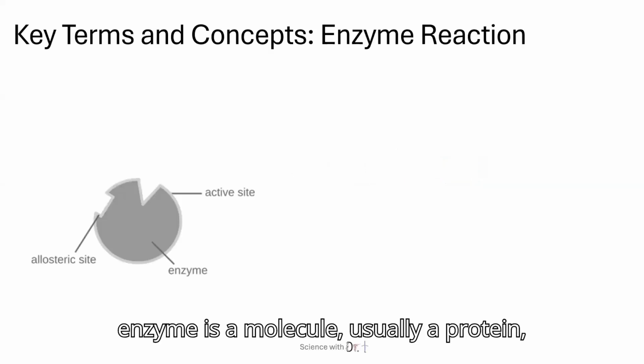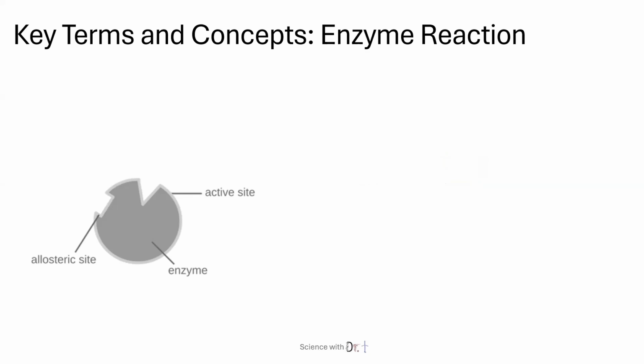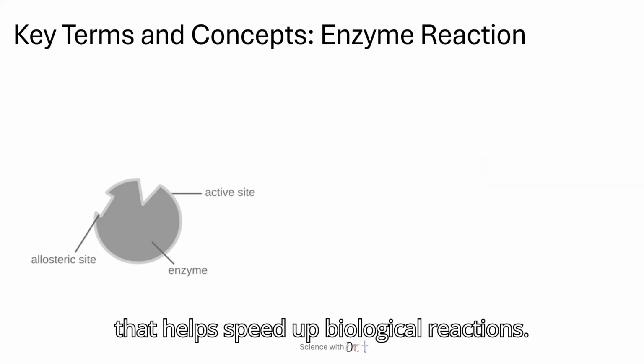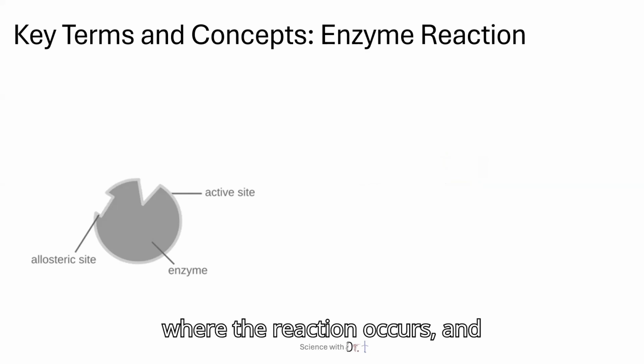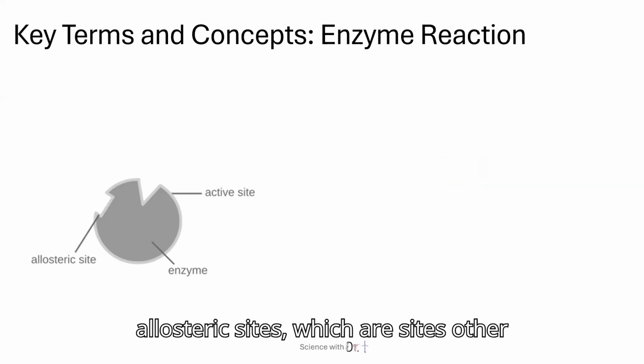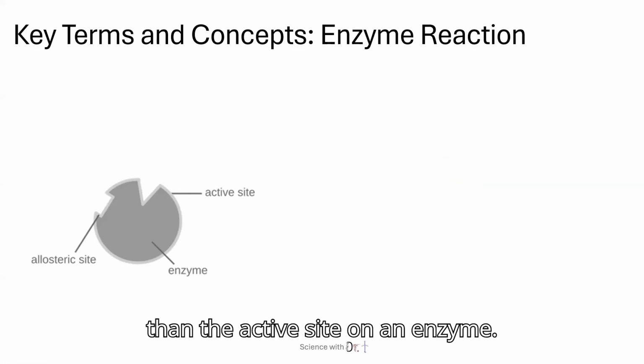An enzyme is a molecule, usually a protein, that helps speed up biological reactions. The enzyme has an active site, which is where the reaction occurs, and allosteric sites, which are sites other than the active site on an enzyme.